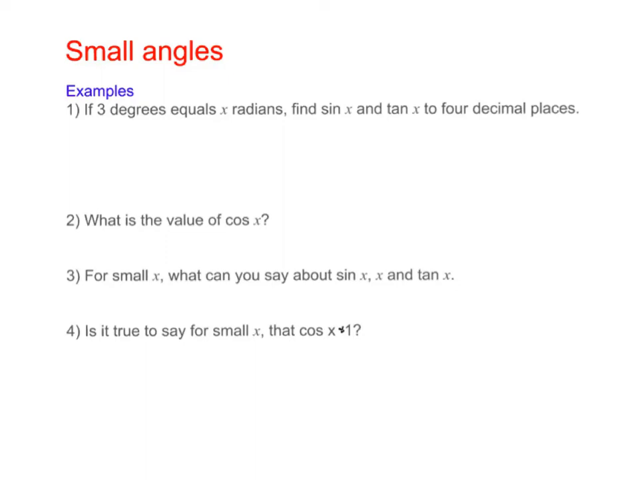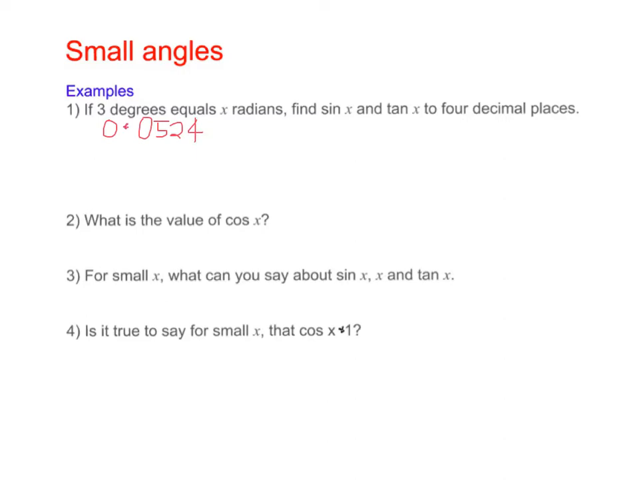This lesson is on small angles, and you need to have your calculator with you for this investigation that we're going to start off with at the beginning. So first we're going to convert 3 degrees, which is a small angle, into radians, and to do that you multiply by pi on 180, and that is going to equal about 0.0524 radians to 4 decimal places. So 3 degrees is 0.0524 radians.